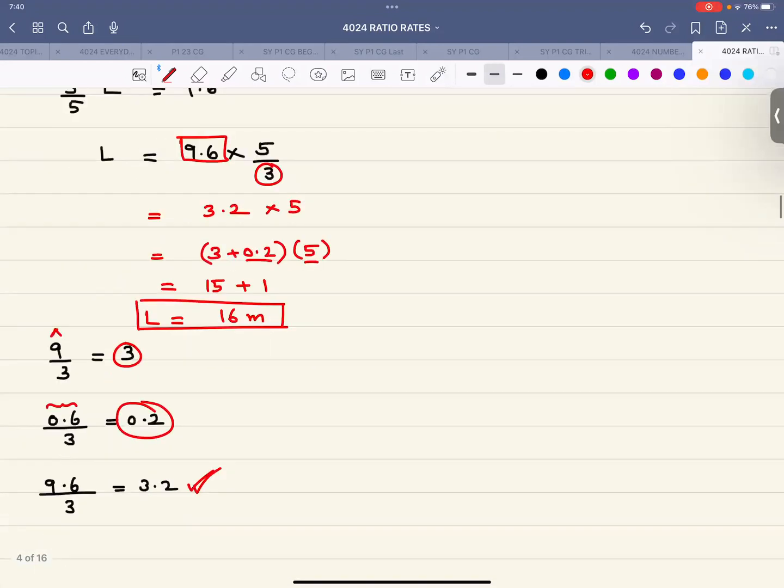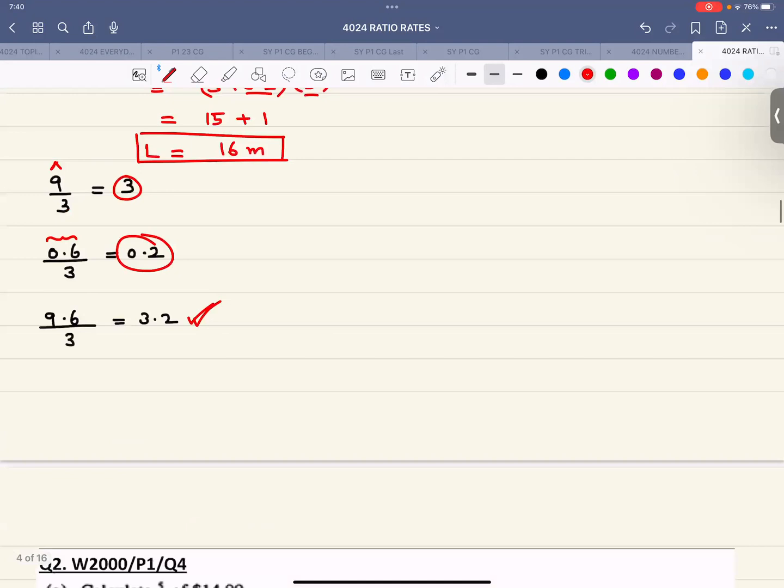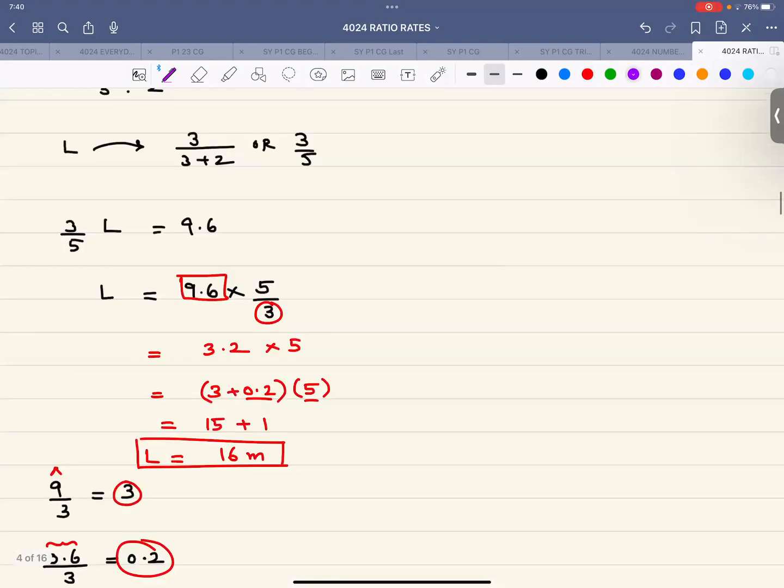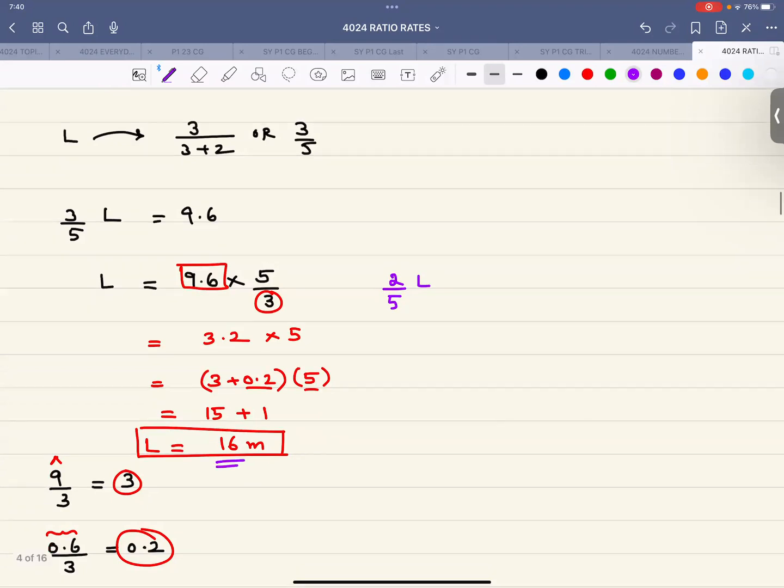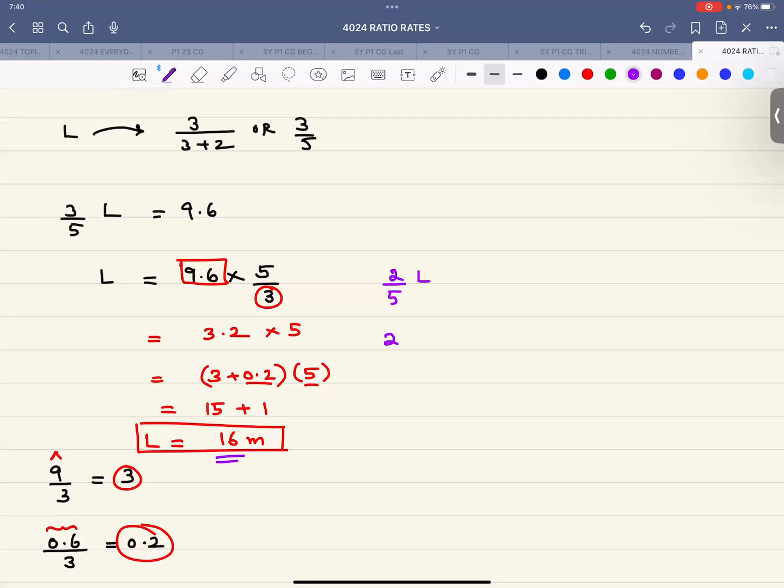So in other words, what we can do is that 2/5 of L should equal to this value, which is not given over here. So this is 16. That is the total length, and 2/5 of L is 2/5 into 16. That is 5 ones are 5 into 3.2. That comes out to be 6.4 meters. That is the shorter piece.